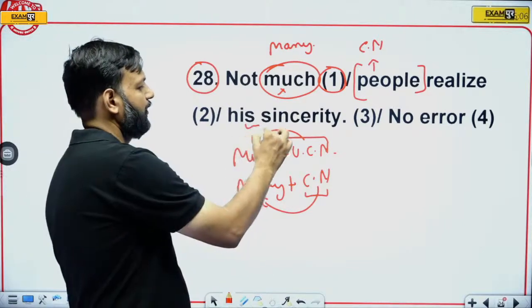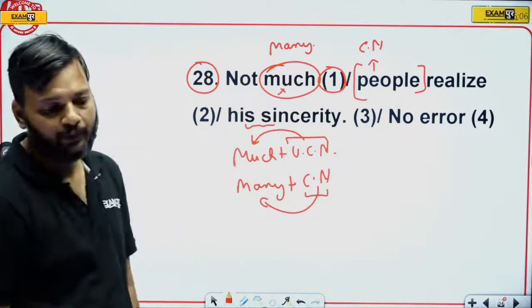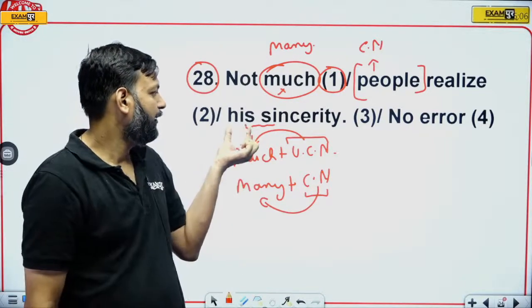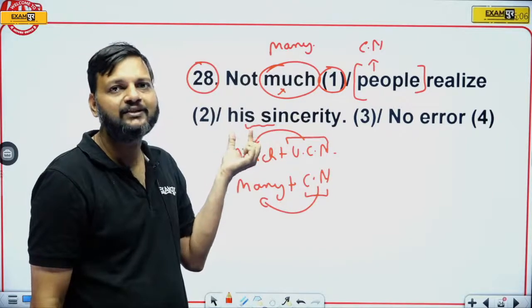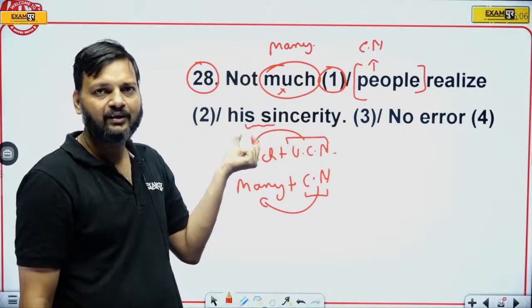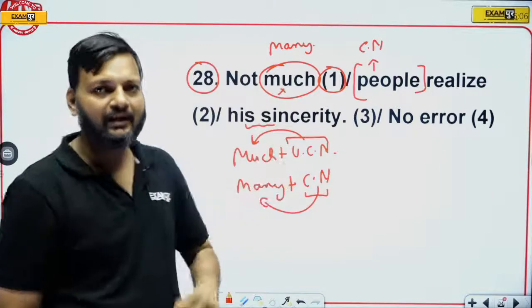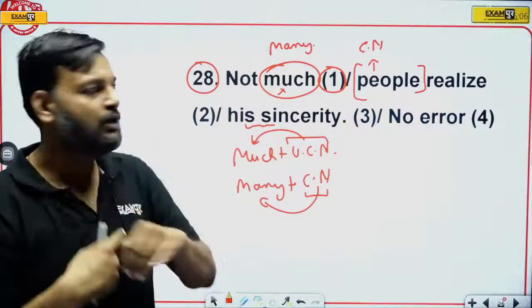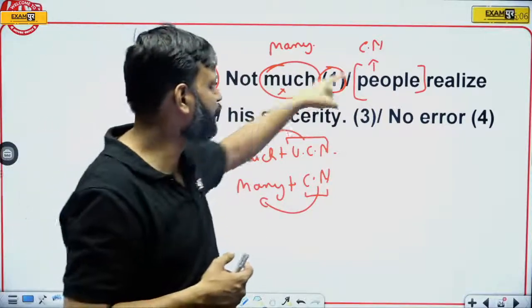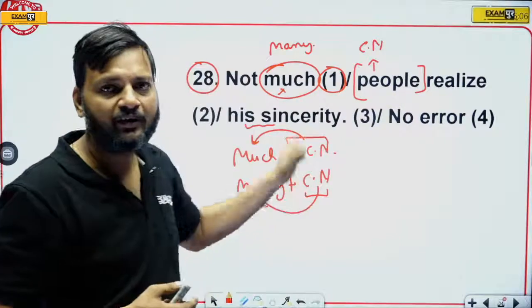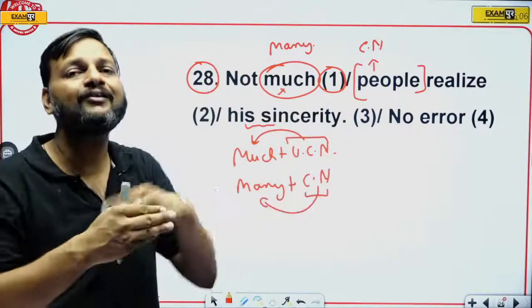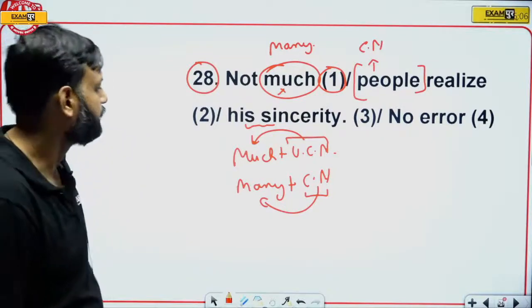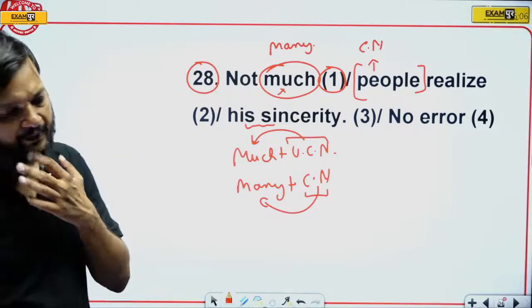And this his is not for people. Okay, Pratima, you said that in the third part his should be changed into their. But this his is not for people. It is like there is someone, and people do not realize his sincerity. So his is third person. This his is for the person whose sincerity has not been realized. Got it?